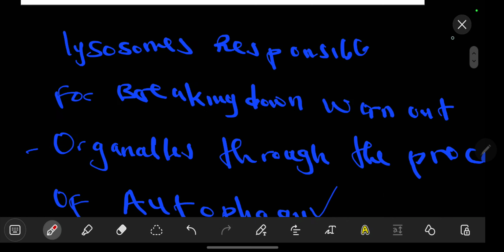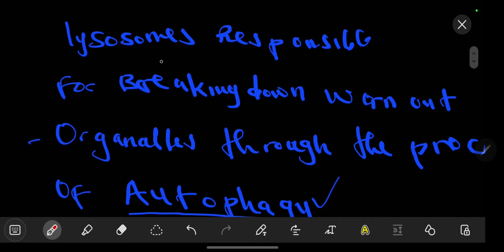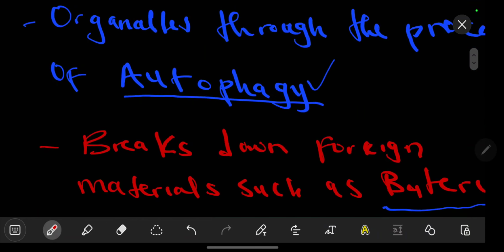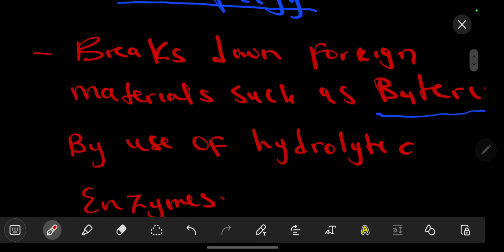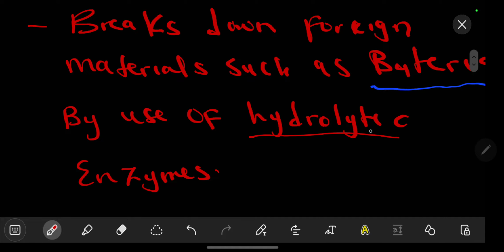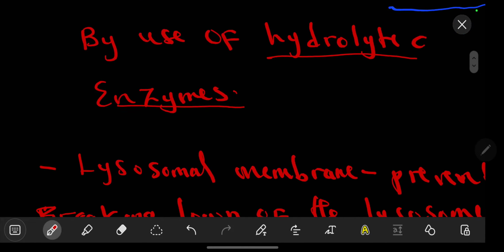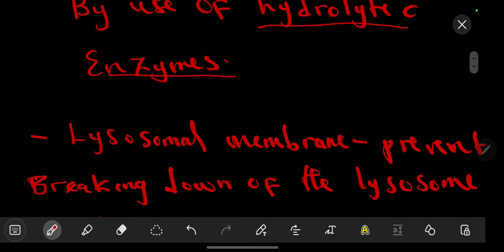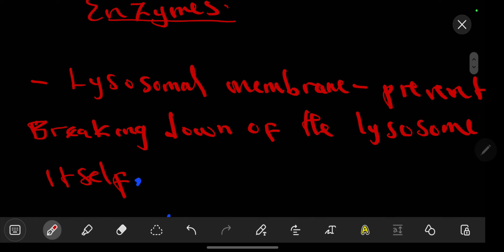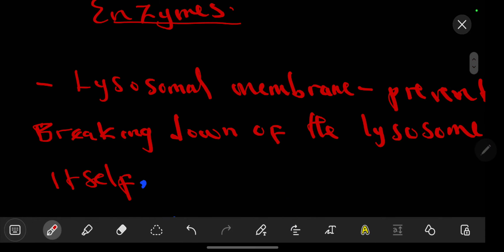Let us review. The lysosomes are responsible for breaking down worn out organelles through the process of autophagy. They break down foreign materials such as bacteria by use of hydrolytic enzymes. The lysosomal membrane prevents breaking down of the lysosome itself, thereby preventing what we call autolysis.